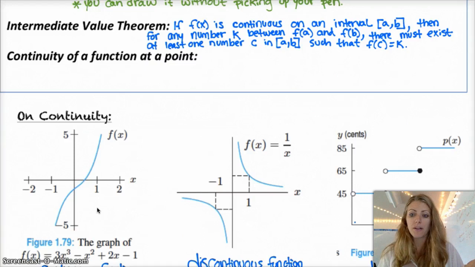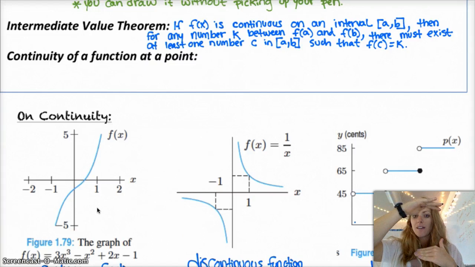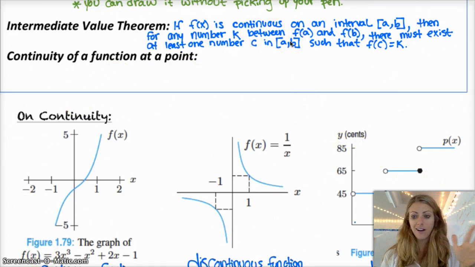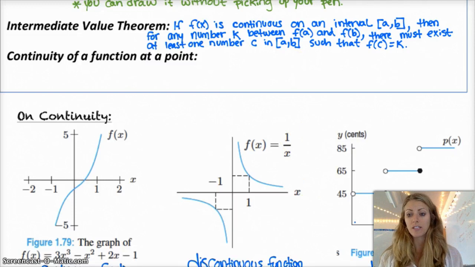You can't just skip a number. In between 1 and 5, you can't skip 3 because 3 is in between 1 and 5. And unless you are literally picking up your pencil and plotting something, you can't skip a number in between 1 and 5. So that's all the intermediate value theorem says. I know it sounds kind of confusing and it has a lot going on in it, but that's basically what it says. You can't skip numbers as long as you have a continuous function. You can't skip y values, and so there has to be an x value that gives you that y value.